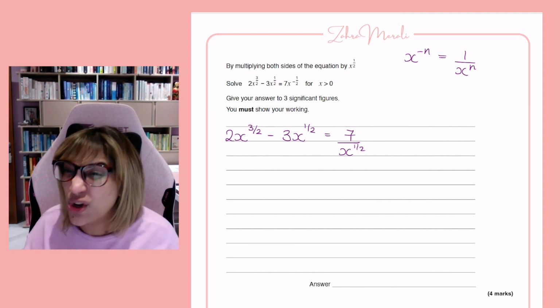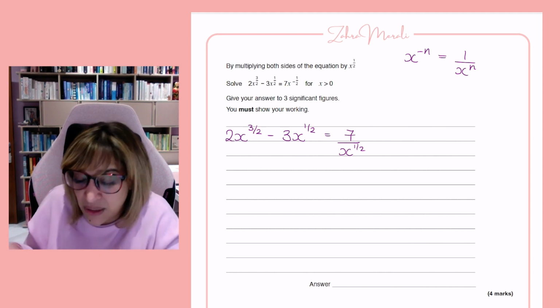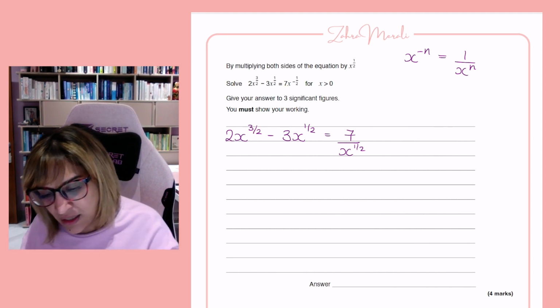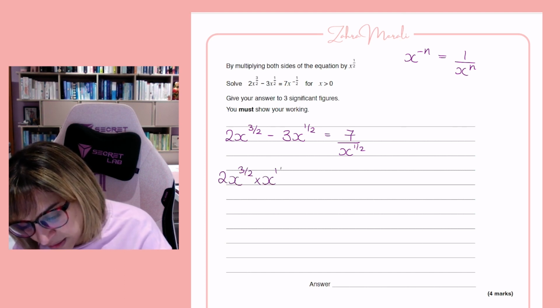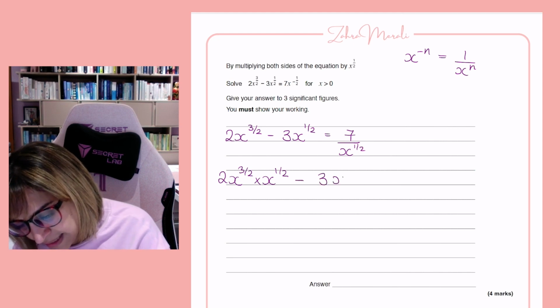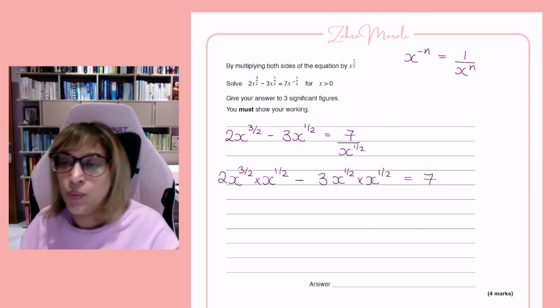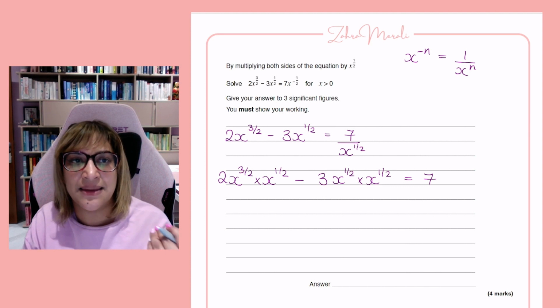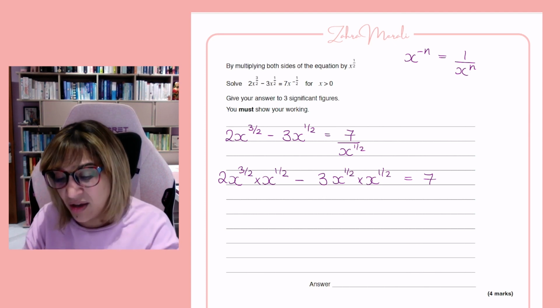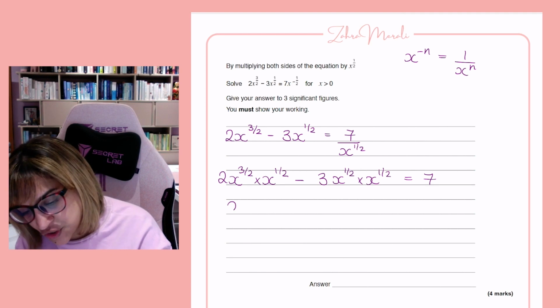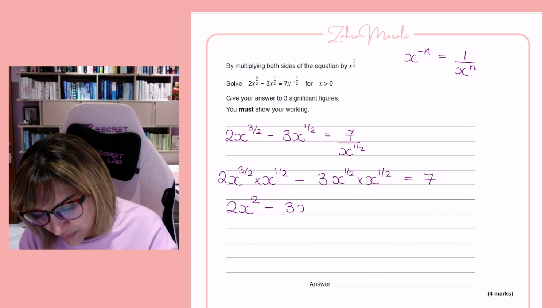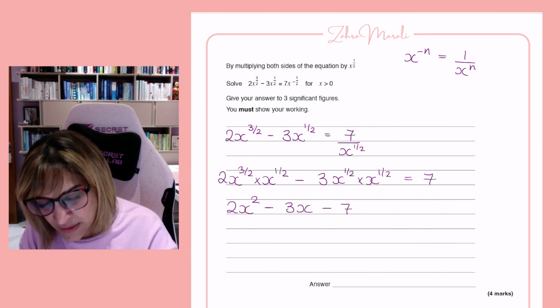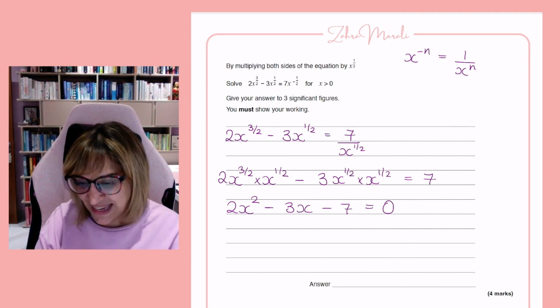Okay, so I'm looking at that. I don't like things on the denominator, so I'm multiplying everything by x to the half. So I get 2x to the 3 over 2 times by x to the half minus 3x to the half times x to the half equals 7. When we times indices, it's the same as adding them. So 1.5 plus a half is going to give us 2. A half plus a half just gives us 1. So we get 3x, and we can bring the 7 over. And there we go. We've got a quadratic again.